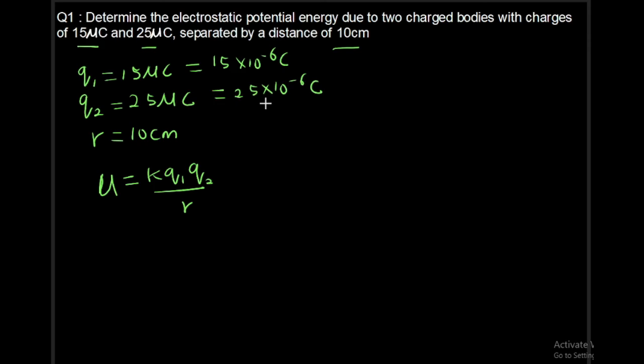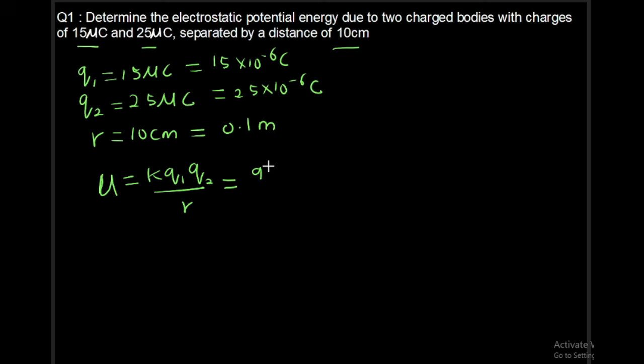All right, micro means 10 raised to power minus 6. And then 10 centimeter to meter. To convert from centimeter to meter, you divide by 100, and this is equal to 0.1 meter. So to simplify this, we simply plug in our values. K is a constant, and K is always equal to 9 times 10 raised to power 9.